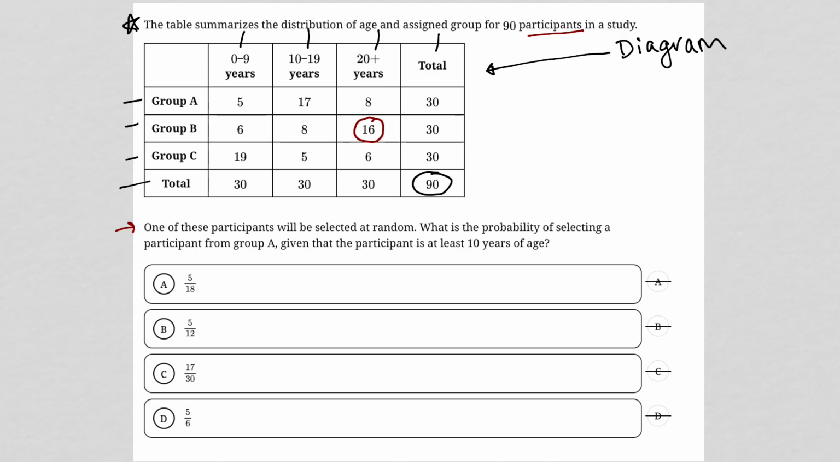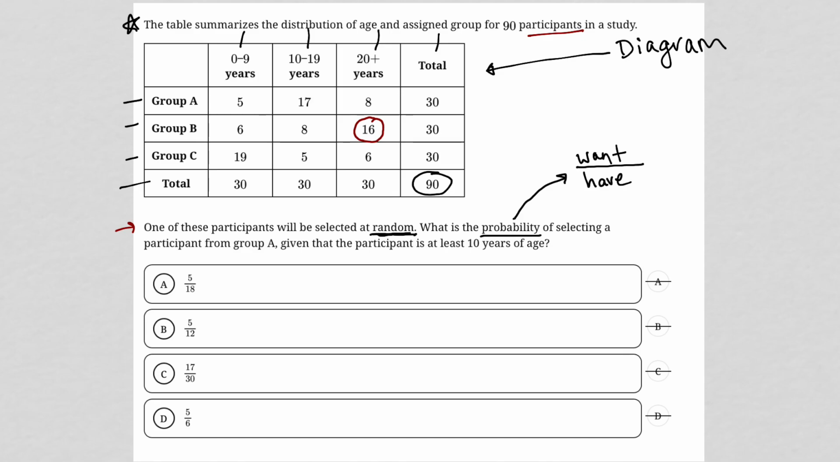One of these participants will be selected at random, right? So it's usually a headway into using the word probability. Let's see. What is, there it is, the probability of selecting a participant from Group A, given that the participant is at least 10 years of age? So here's the deal. Whenever I see the word probability, I immediately am going to think it's a fraction, where the numerator is what I want, and the denominator is what I have.